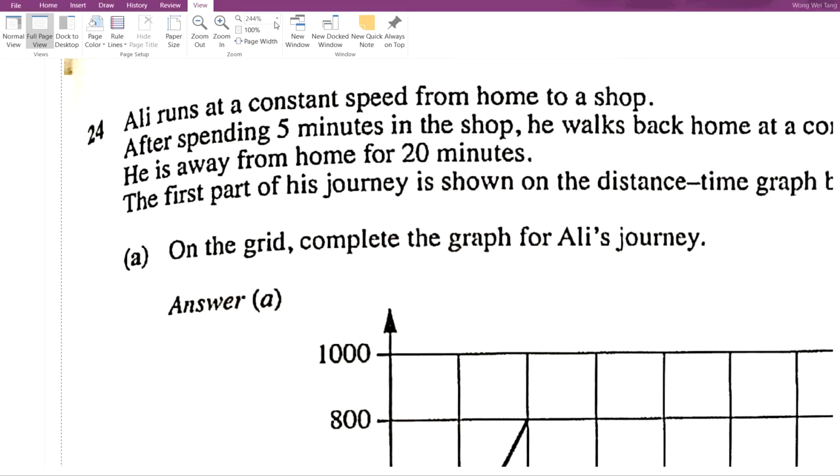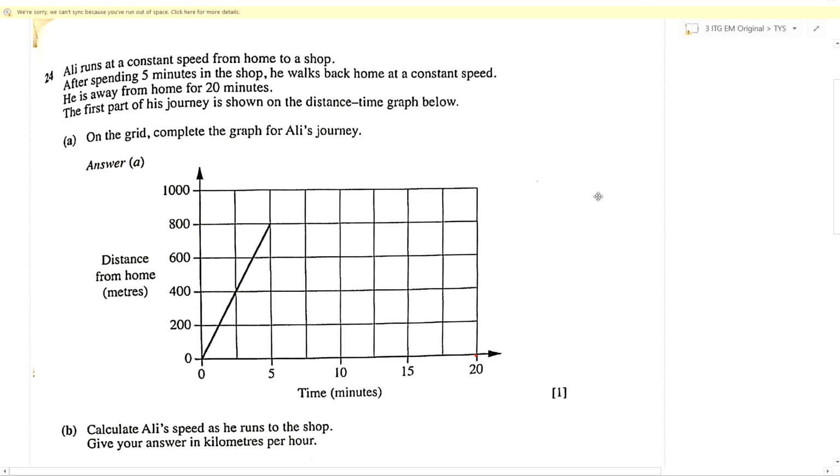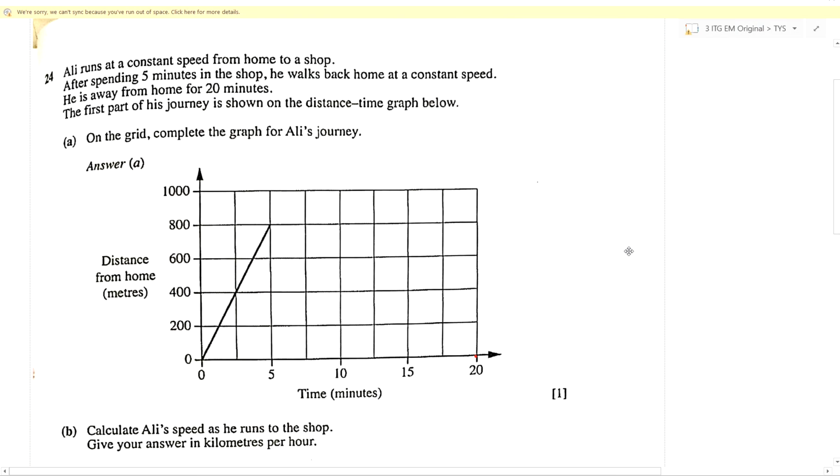Last question. Ali runs at a constant speed from home to a shop. After spending 5 minutes from the shop, if he spends 5 minutes in a shop, his distance from home does not change. You need to understand this vertical axis. It is talking about distance from home. So when time is equal to 0, he is at home. The distance from home is 0. He is at home. As time increases, he gets further and further away from home.